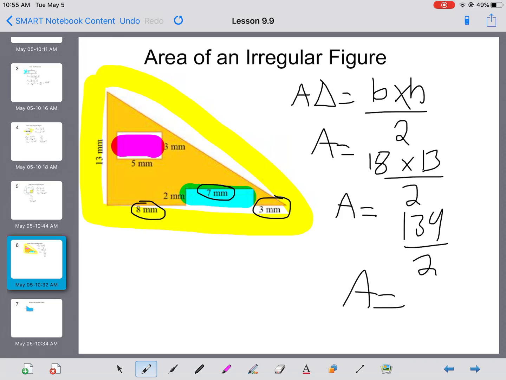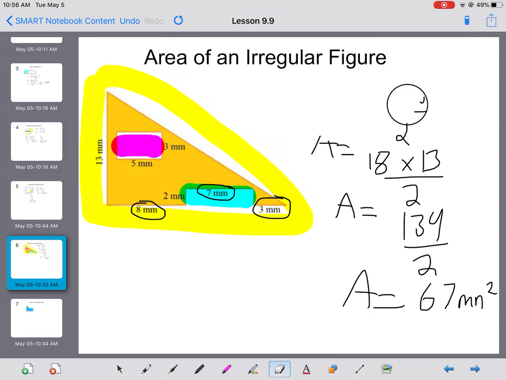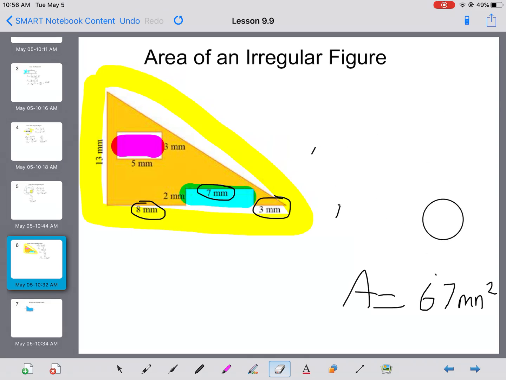And so then I get 134 divided by 2. I should be able to do that in my head. And I get, I think, 67 millimeters squared. Okay, so that's the area of my entire triangle. So I'm just going to erase this to give myself a little bit more room. Remembering the area of my entire triangle.